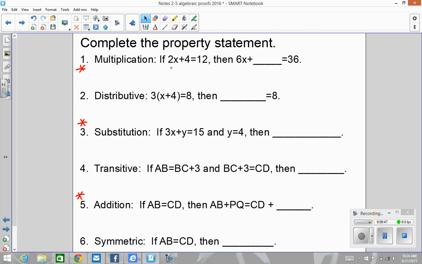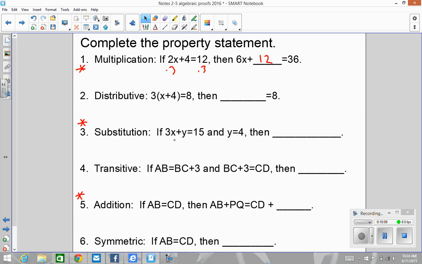If we look at this problem, it says 2x plus 4 is equal to 12, and then I'll say we have 6x plus blank equals 36. So we know the 12 became 36, so that was times 3. We know the 2 became the 6x, so that's times 3. So we need to multiply the 4 times 3, which gives us 12 there. So 6x plus 12 equals 36. So you gotta have the distributed product one.